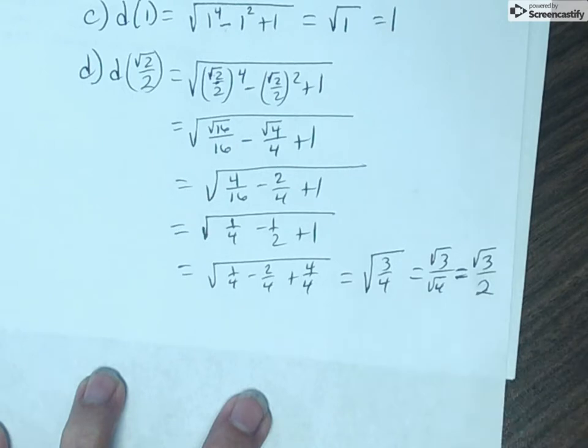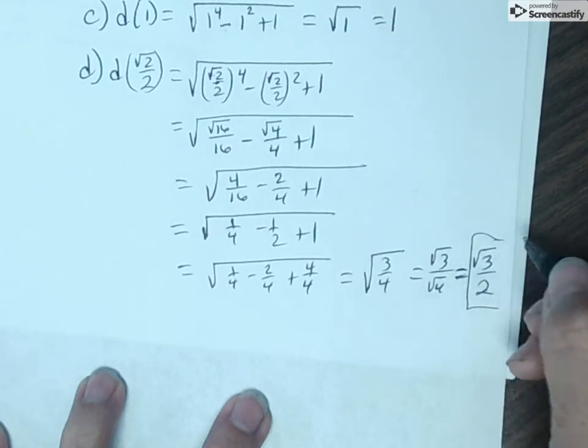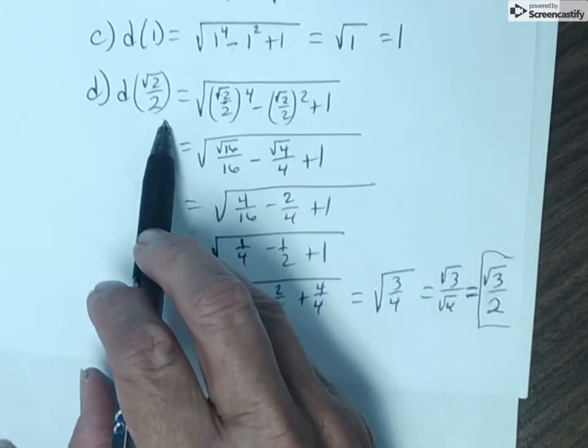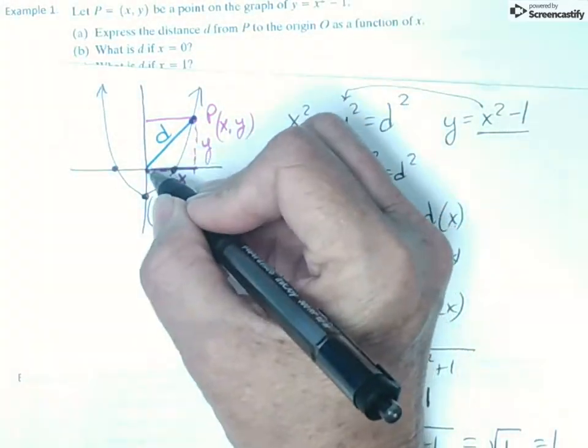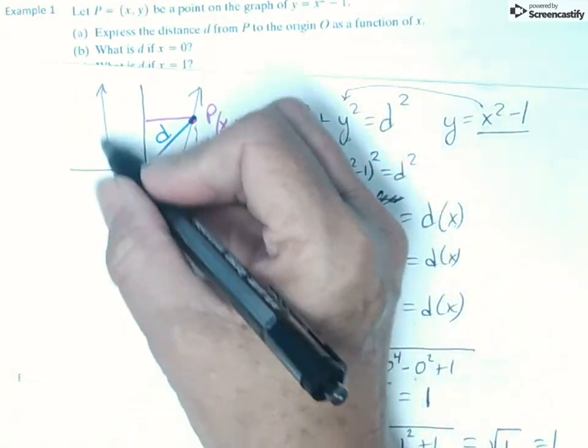That's just an equal sign there. So that is the distance when x equals square root of 2 over 2. And I don't know exactly where that is on this parabola, but it's somewhere on this parabola.